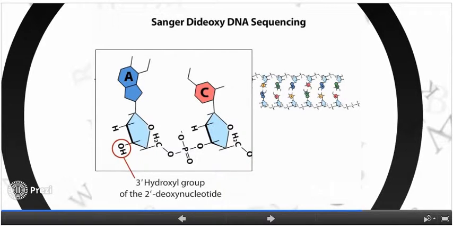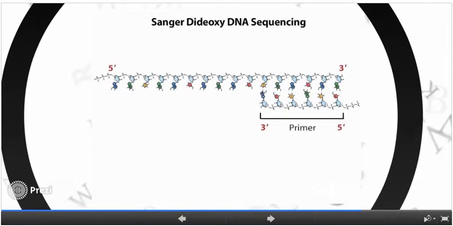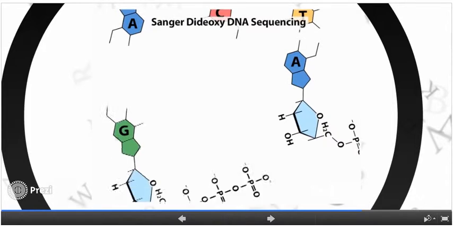In DNA sequencing, the 3' OH group is initially supplied by a short oligonucleotide called a primer. Each newly added nucleotide provides a 3' OH group on which to add another nucleotide.